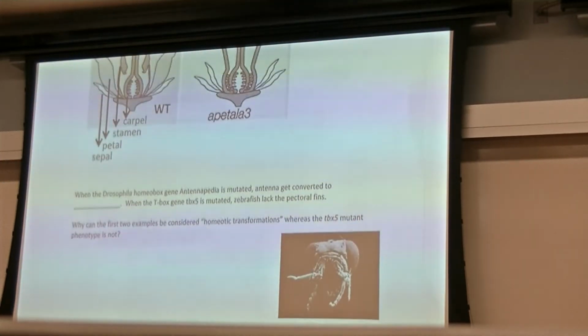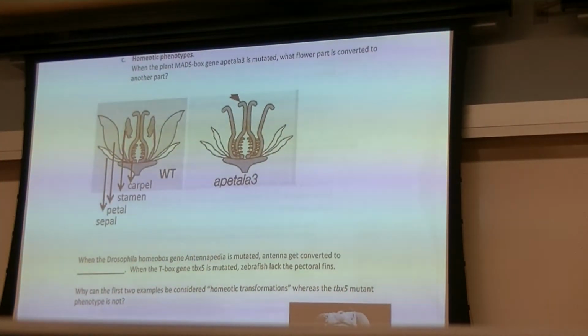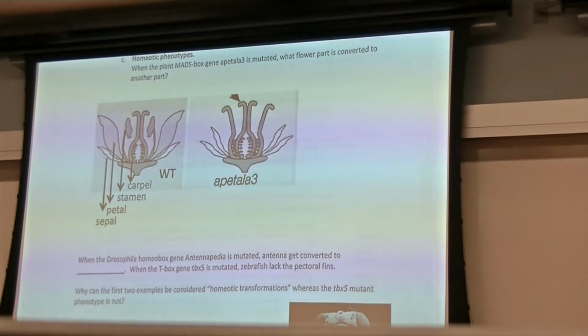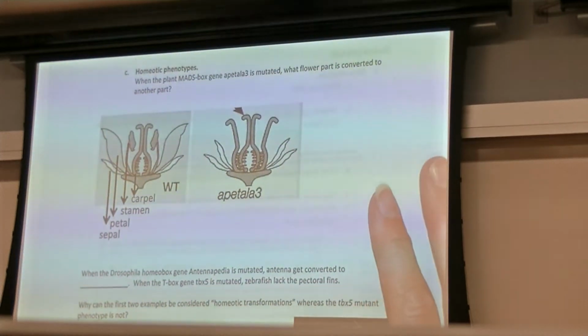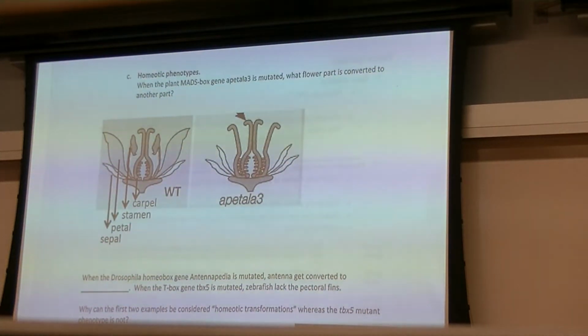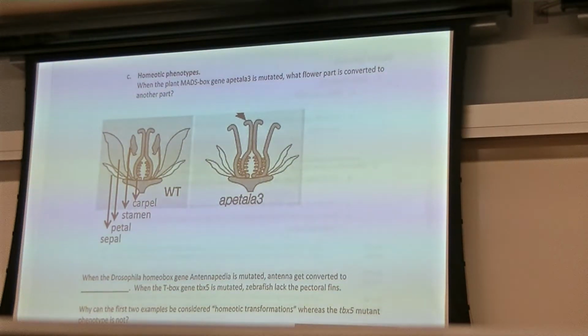Okay, so now we flip over and start looking at some phenotypes. This gets back to the idea of homeotic transformation. I give you a plant example, and it happens to be a MADS box gene that's mutated here. So, what is the difference between this wild type plant and the mutant plant? What got changed? Stamen got turned into a carpel, and petal got turned into a sepal.